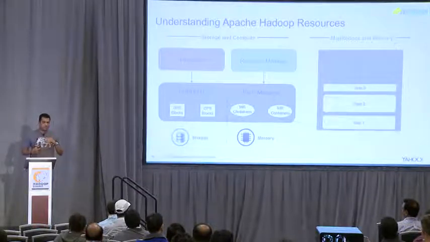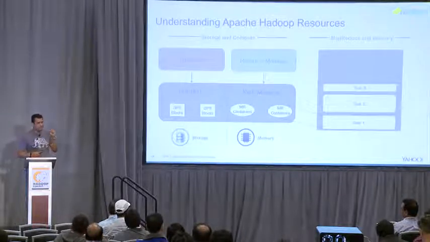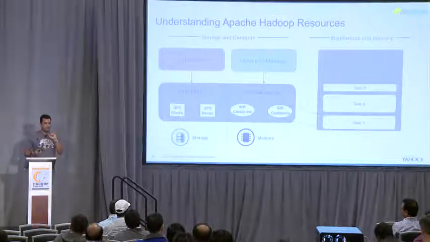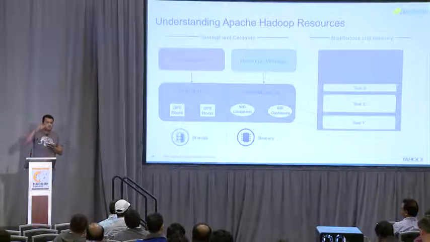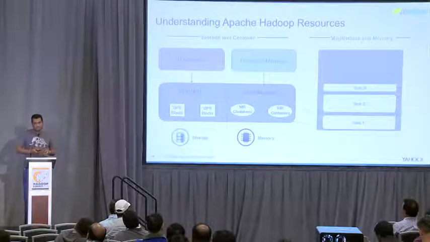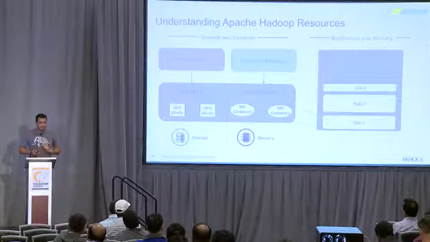So in YARN, what you do is you carve out your node, the memory of the node, in fixed container intervals, which is called the min container allocation. And then you take multiples of that min container for your tasks based on how much memory the task needs. Right? So those are your container sizes.